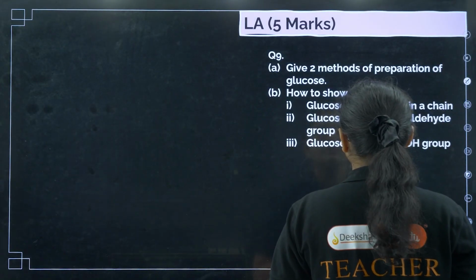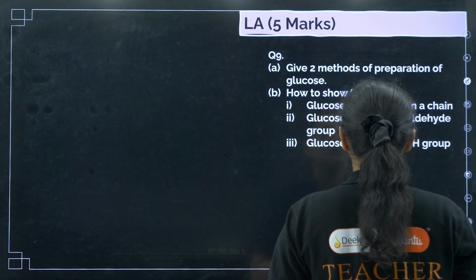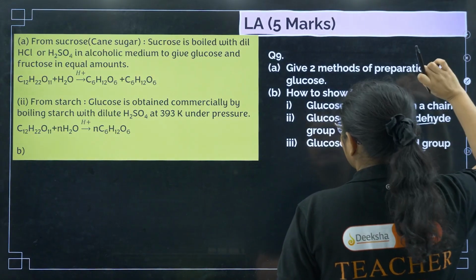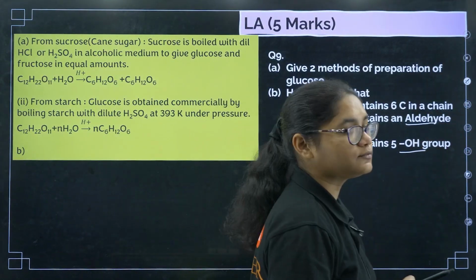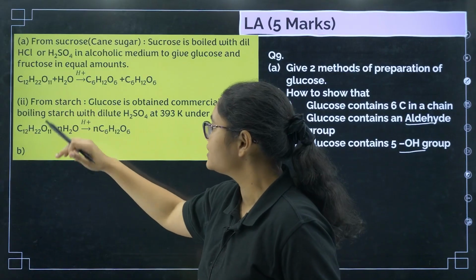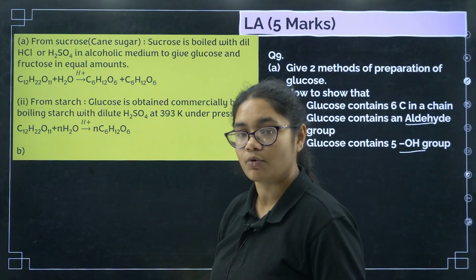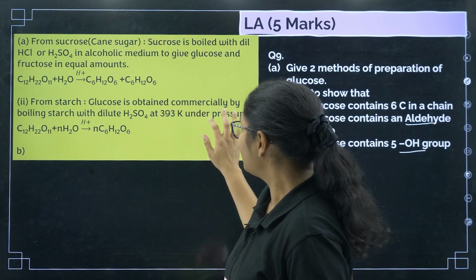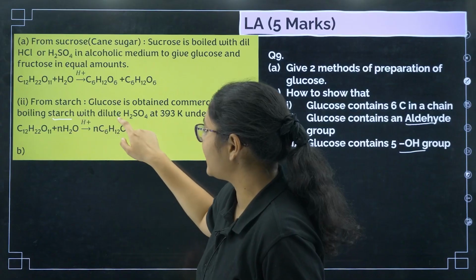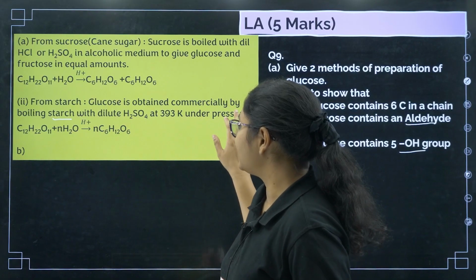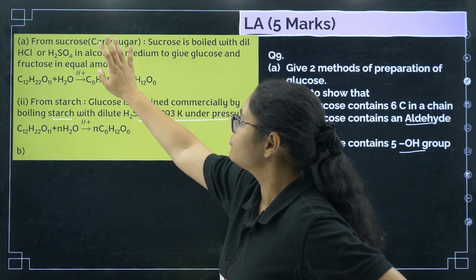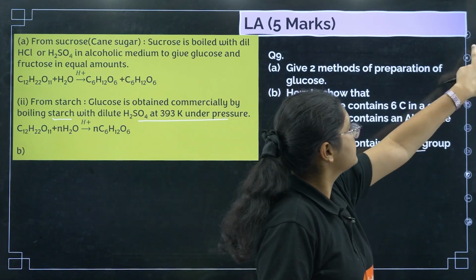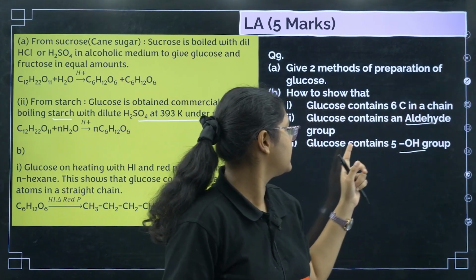Okay. Now we have question number 9 here. Give two methods of preparation of glucose. How to show that glucose contains 6 carbons, an aldehyde group, and 5 OH groups. So first of all, two methods of preparation of glucose. One is from sucrose, the hydrolysis of sucrose, but the more commercial method where we can get more glucose is the hydrolysis of starch, by boiling starch with dilute H2SO4 at 393 K. You don't have to write these many values, you can just write down the reaction from sucrose and the reaction from starch. Okay, clear?